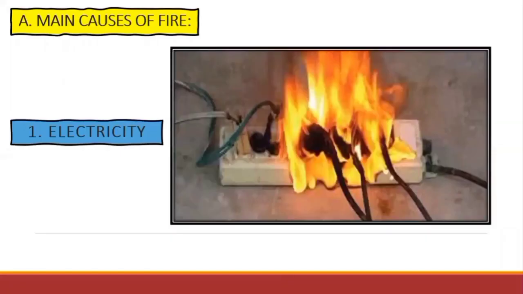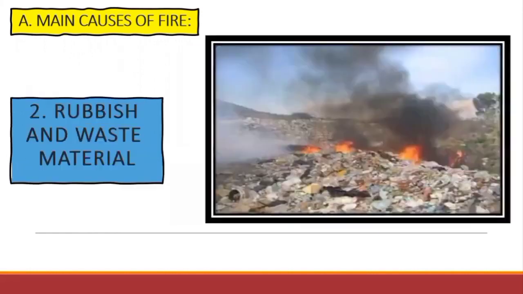So what are the main causes of fire? Okay. So we have already mentioned, but let me reiterate again, these are the following. First is electricity. Neglect or misuse of wiring may cause short circuit, or overloading, where the wire or the plug used is not intended for 220 volts or 120 volts. Then rubbish and waste material.